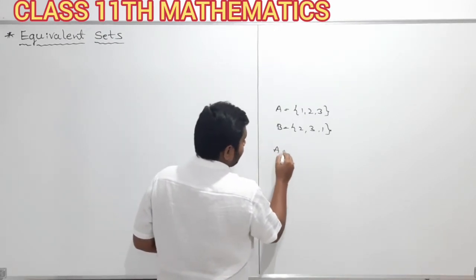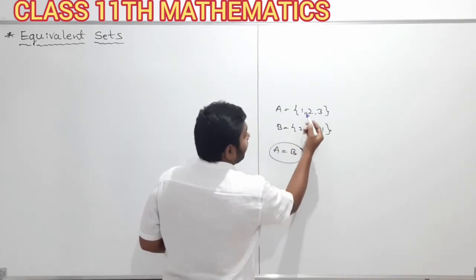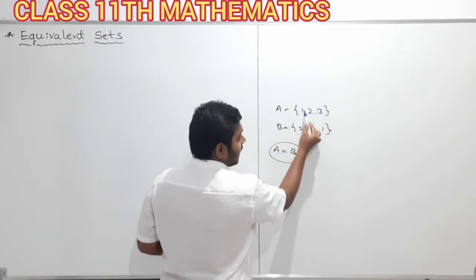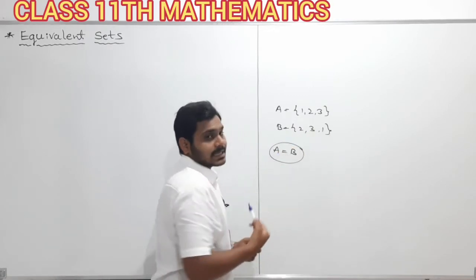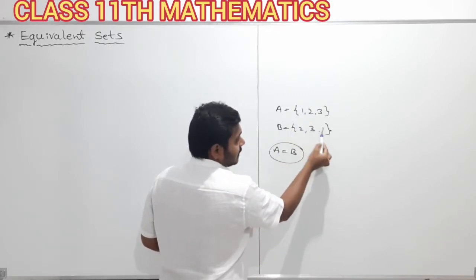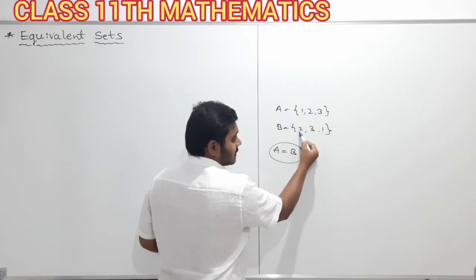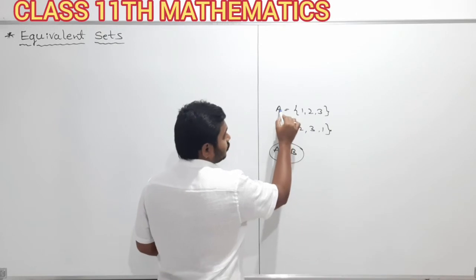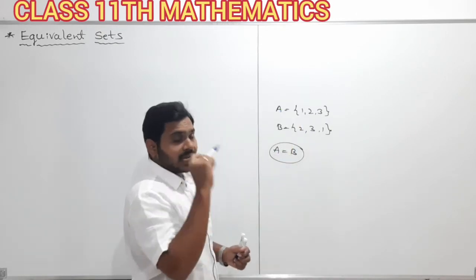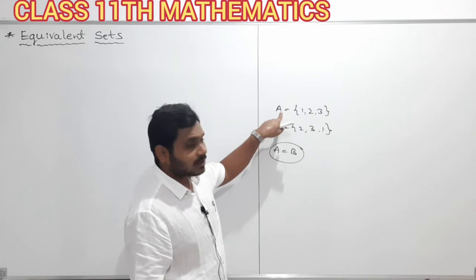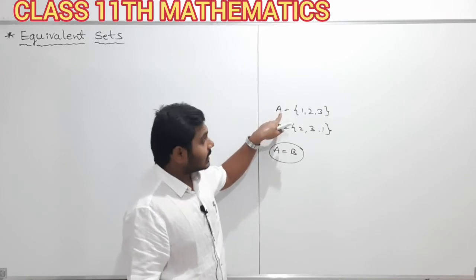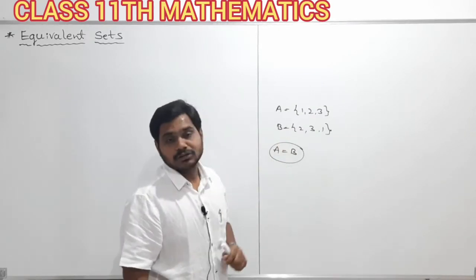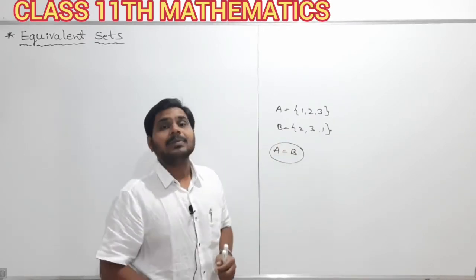These two sets are said to be equal because exactly whatever elements are in set A, exactly the same elements are there in set B. Here 1 is there, here also 1 is there. 2 is there, here also 2 is there. 3 is there, here also 3 is there. So two sets A and B are said to be equal if exactly the same elements that are in set A are in set B. Then we can say that A equals B. This we discussed in the previous video.